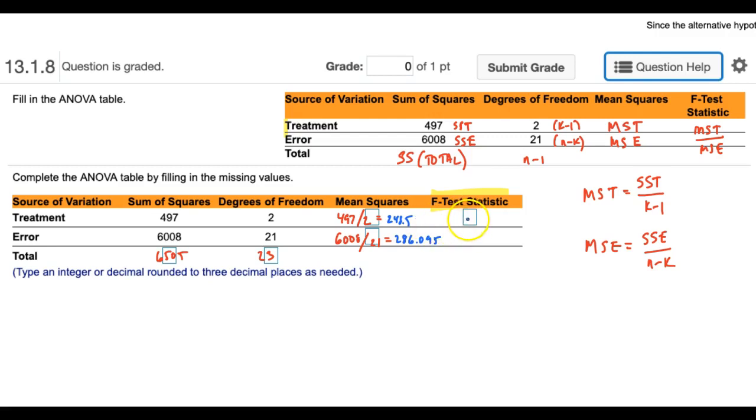Then your F statistic is your MST divided by MSE, so your F value is going to be the number here. This F value is going to be 248.5 divided by 286.095. And that's your F statistic, and that's how you would get those values and complete the table. And I get 0.869. And so that's what you do.